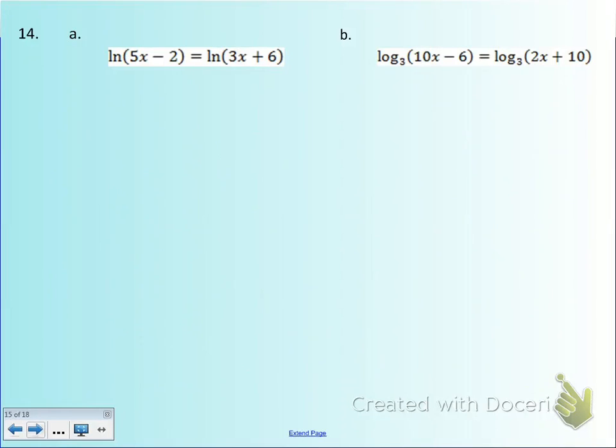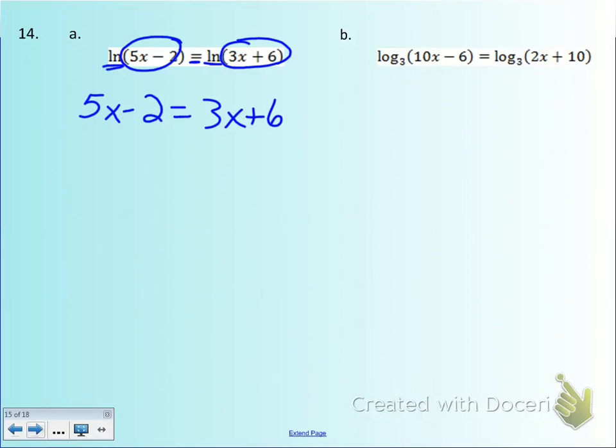Okay, number 14, we have an a and b again. For a, we have the natural log of the quantity 5x minus 2 equals the natural log of the quantity 3x plus 6. Because these are both natural logs and they're equal to one another, that means the parts in parentheses are equal to one another. So we're going to set them equal: 5x minus 2 equals 3x plus 6, and then you're just going to solve for x.